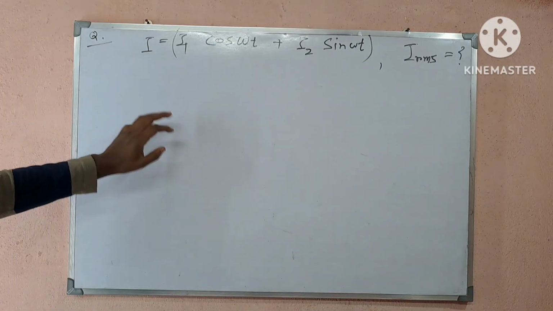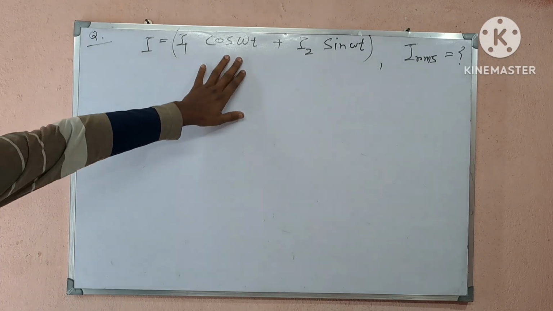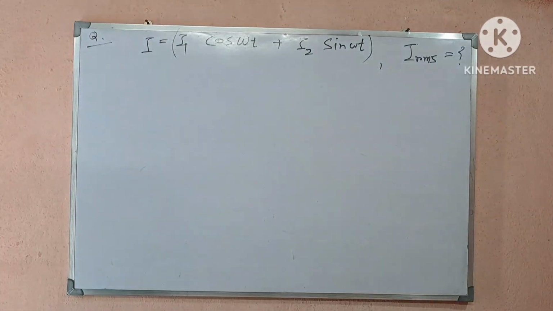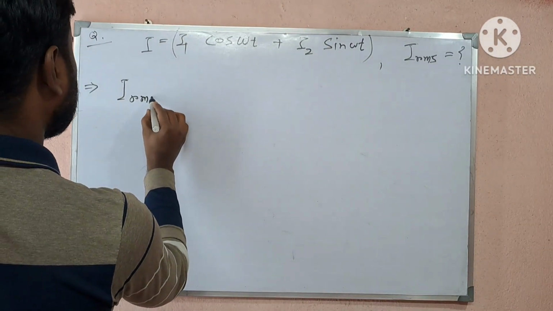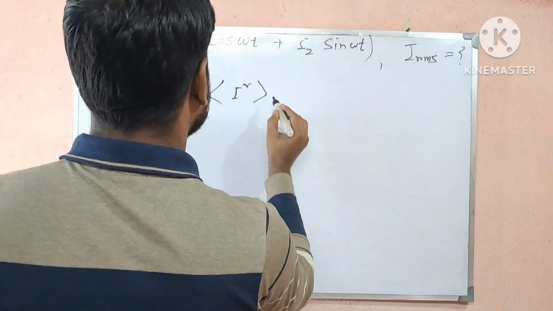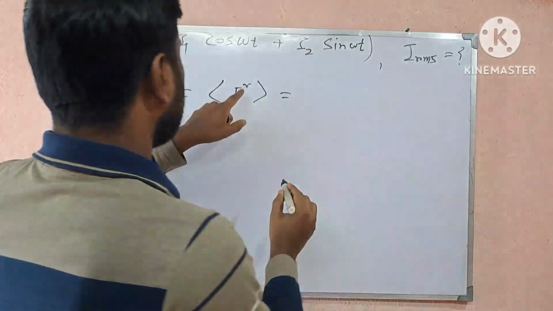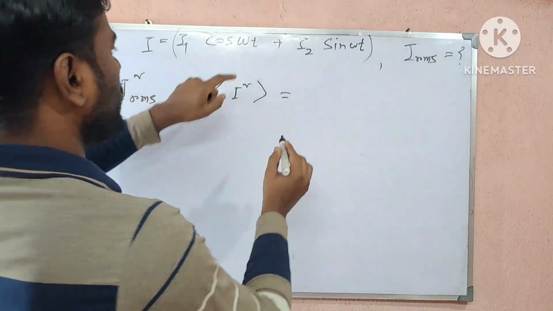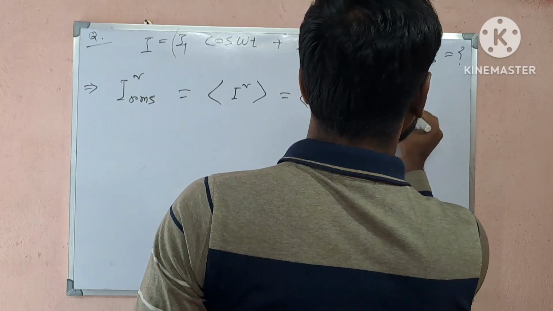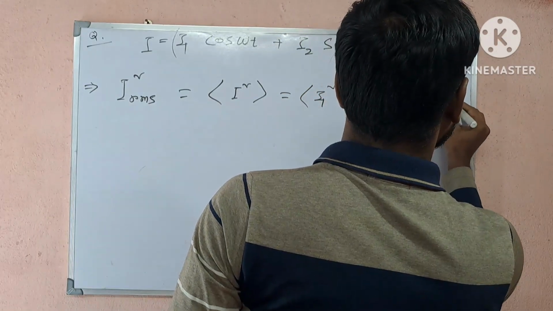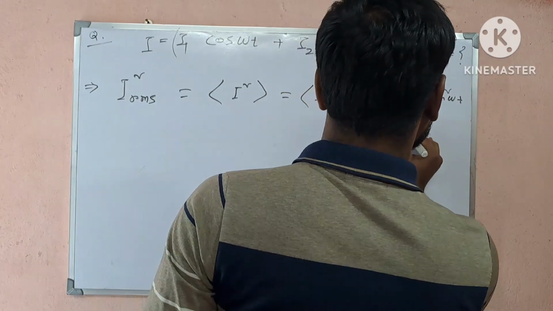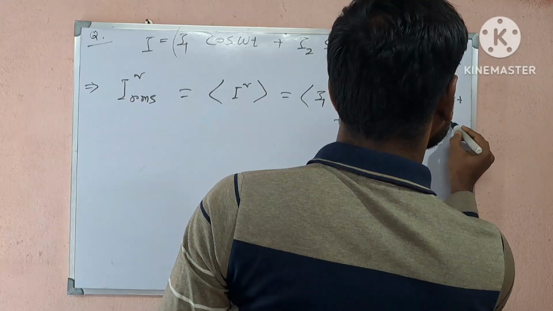See this question. Here current is given by I1 cos omega t plus I2 sin omega t, and you have to find the RMS value of current. According to the definition, we can write IRMS square is equal to average of I square. Then what is the square of I? If you take the square of I, that will be I1 square cos square omega t plus I2 square sin square omega t plus 2 I1 I2 cos omega t into sin omega t.